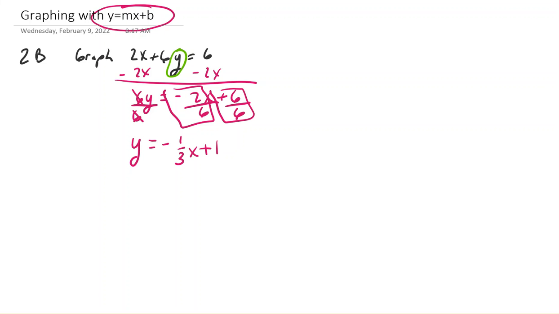All right, so now here's what I know. My slope equals negative 1/3, and my y-intercept is located at 0, 1. All right, we're ready to start graphing.